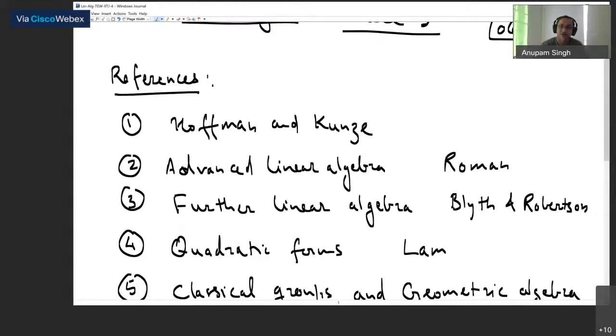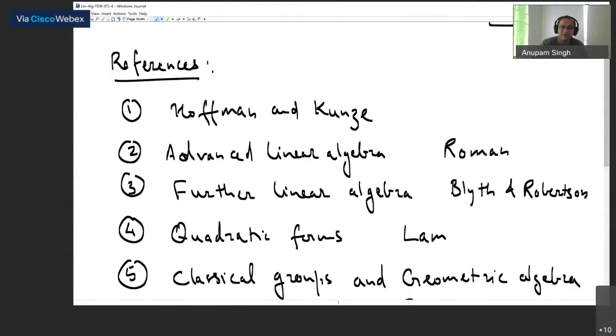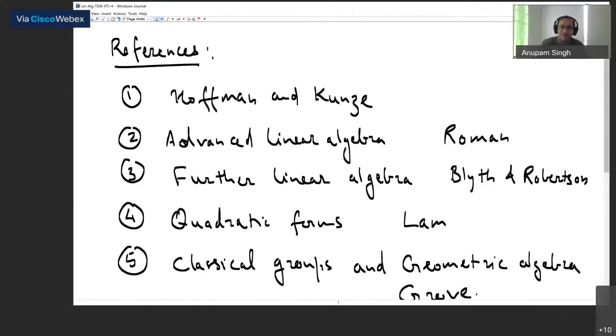You can also look at a somewhat easier book than Roman's book. This is Further Linear Algebra by Blyth and Robertson. It exactly covers the kind of material we have done in these last 3-4 days, and it's quite nicely and well written, and quite accessible even to undergrad students. So I certainly recommend this book, number 3, which is basically part 2 of the book Linear Algebra, and it's called Further Linear Algebra.